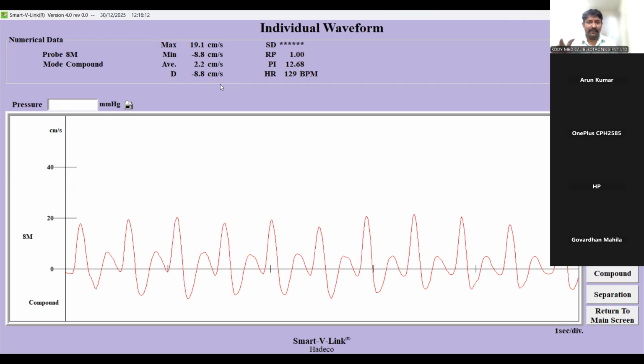But if the doctor fails to diagnose those critical conditions by using only a unidirectional Doppler, it is very critical. Then the patient's situation is compromised. And what happens at the end is the limb has to be amputated.